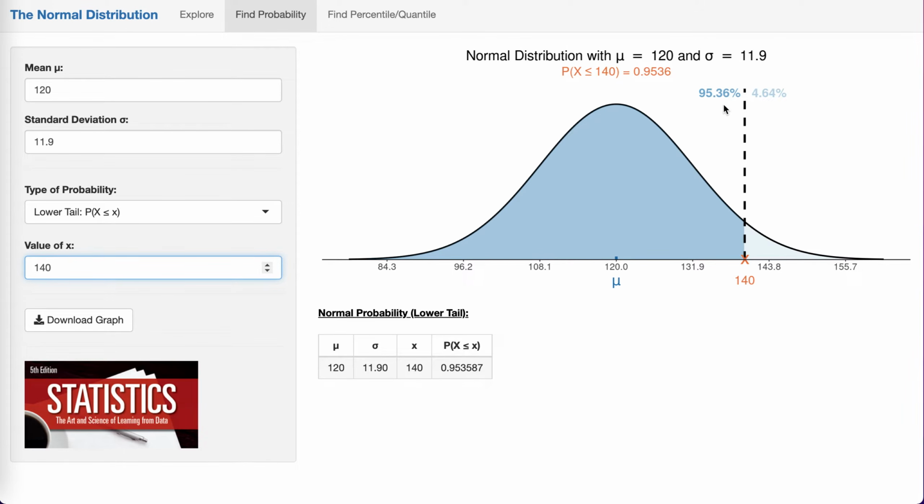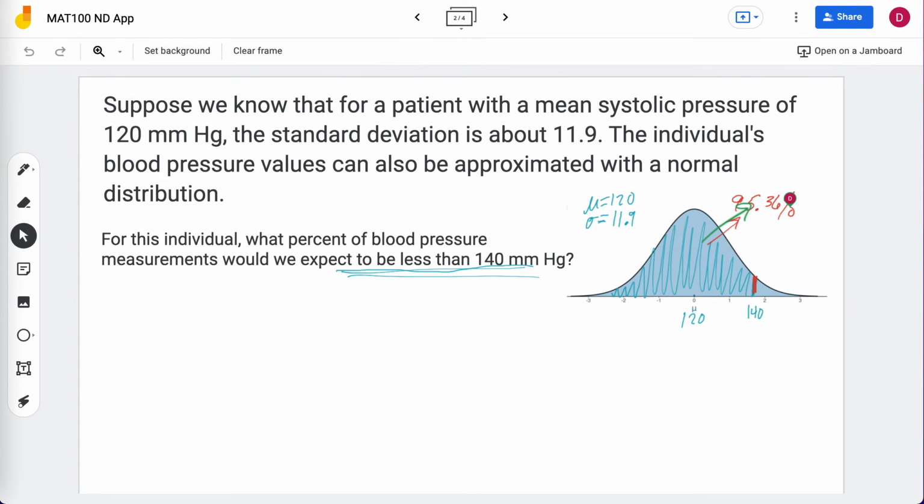Based on this picture, I'm going to label this on mine, and then I will come back to the original slide. I see that 95.36% is below, and it also gives you the above, 4.64%, which means that is above. You can see they add up to 100%. So what I was looking for was the percent, or the area, that's below this value of 140, and I got it to be 95.36%. And that's what we see here.